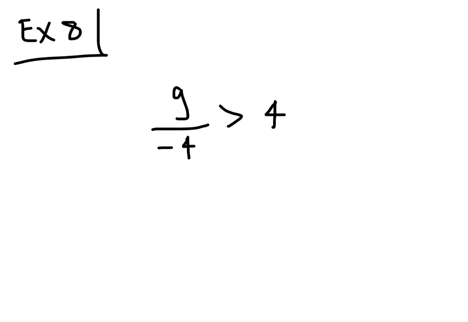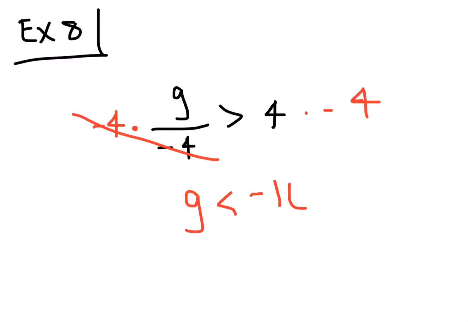Example number 8. It's probably my last one here. We have g over negative 4 is greater than 4. So I'm going to multiply by negative 4 to get rid of the denominator. And then I have to do the same thing to the other side. So now I have g. Because I multiplied times a negative number, I have to flip my sign. So my sign now flips this way. And now I have 4 times negative 4, which gives me negative 16. This would be your final answer.